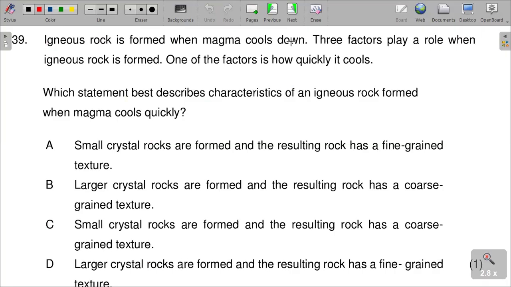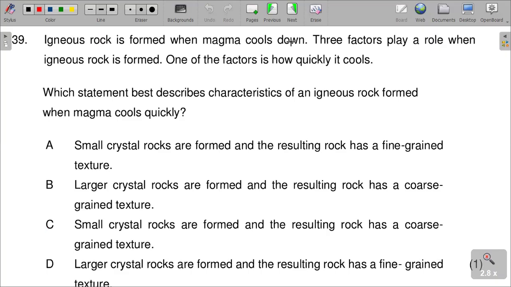Igneous rocks form when magma cools down. Three factors play a role when igneous rock is formed. One of the factors is how quickly it cools down.